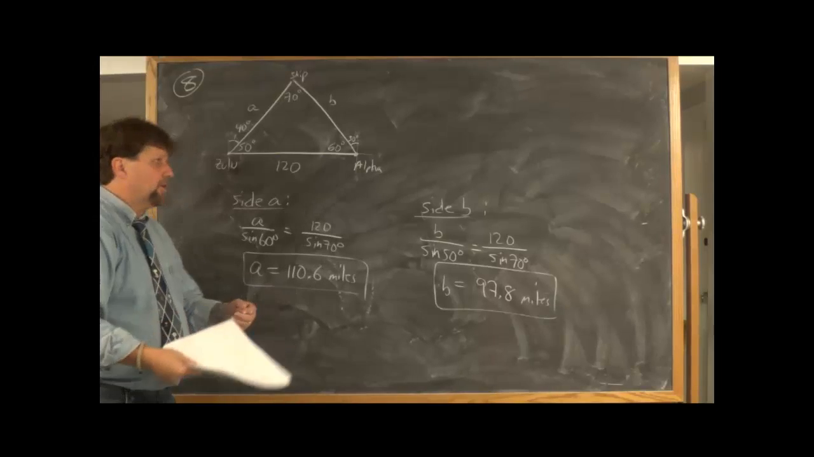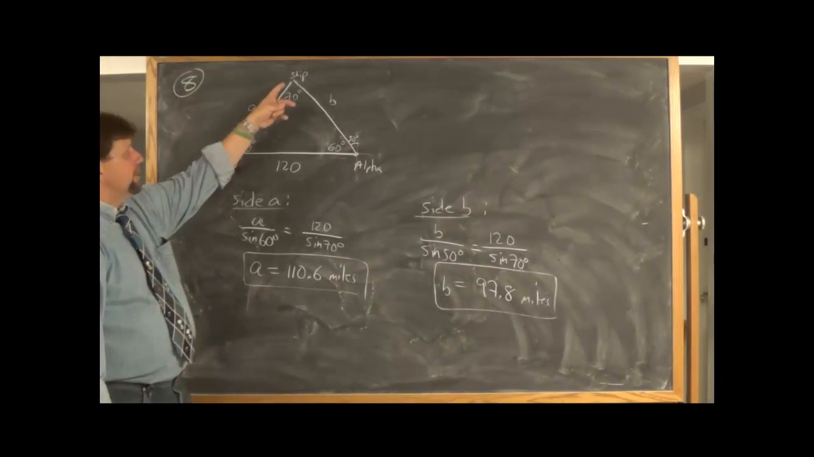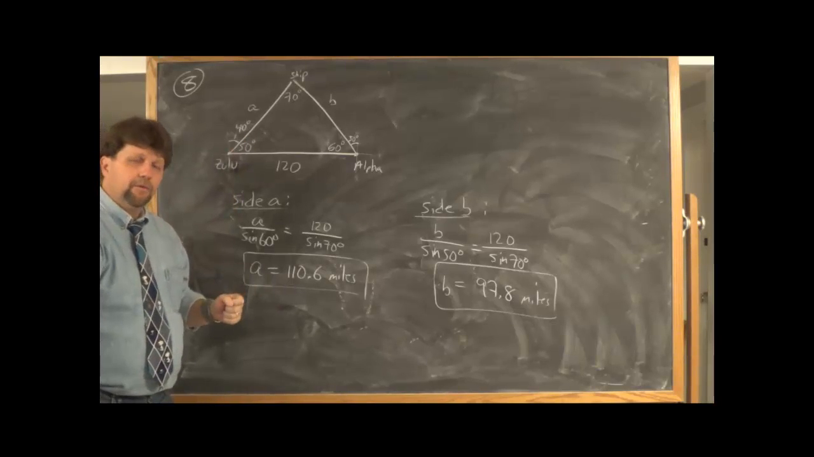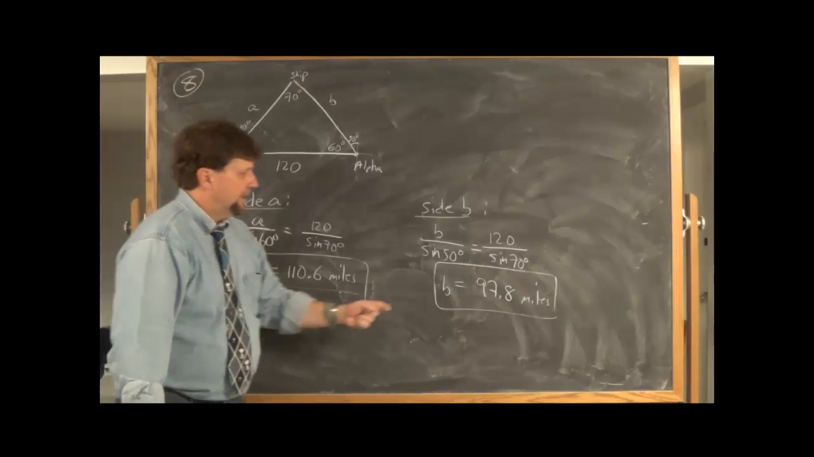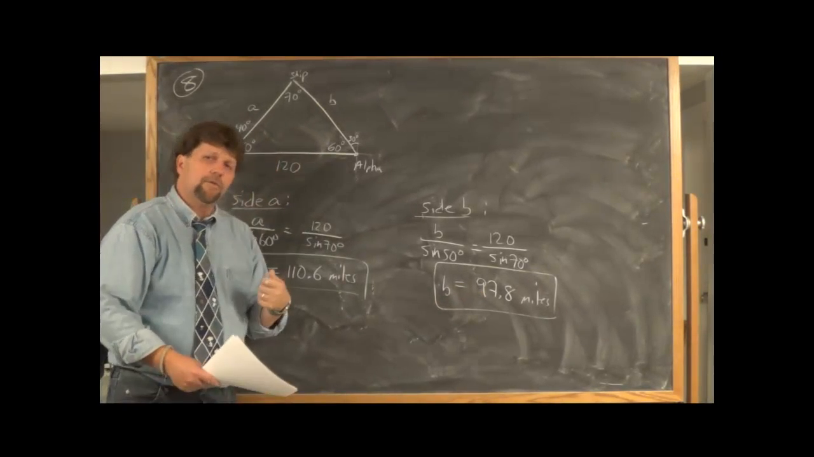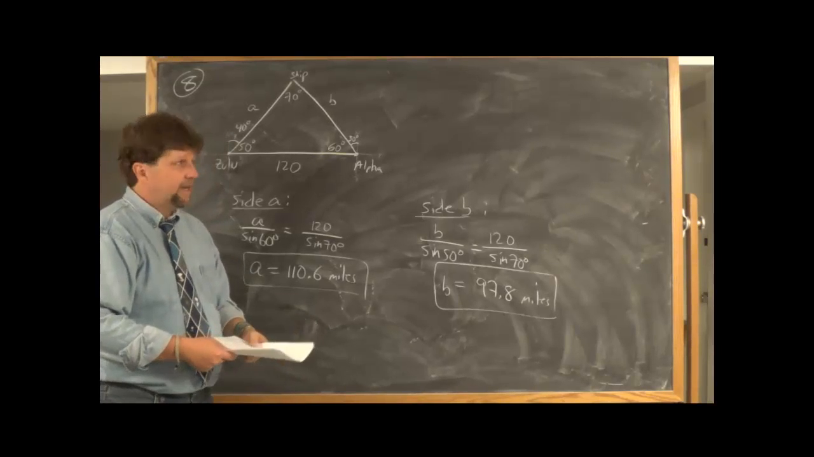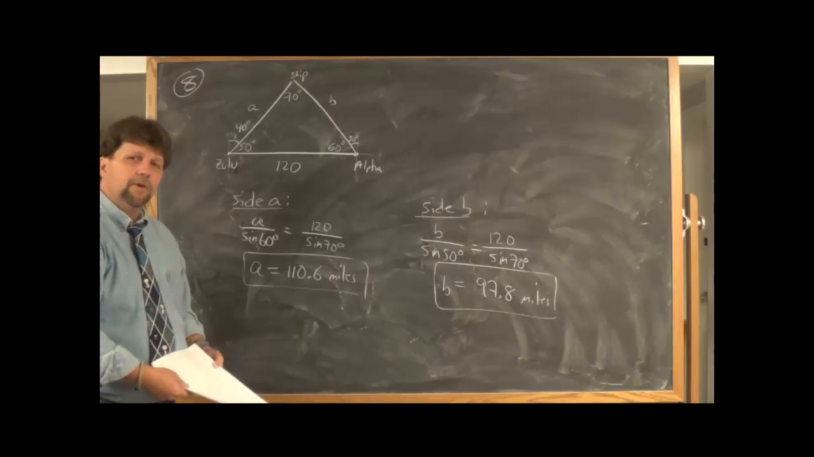So I guess the answer to the question, I would say from Zulu to the ship, it's 110.6 miles. From Alpha to the ship, it's 97.8 miles. So that's a pretty straightforward application of the law of sines. Hopefully you got that, because that's it for number 8.